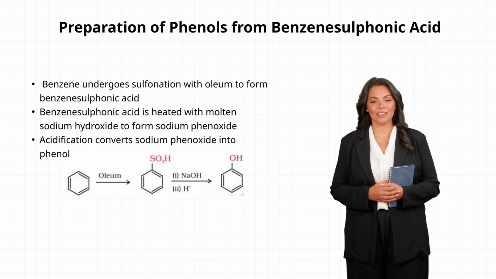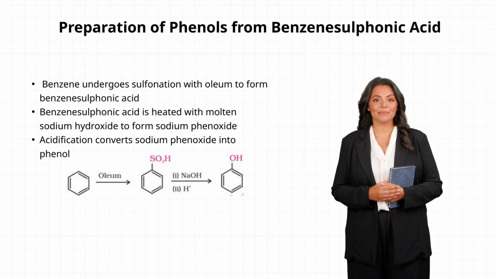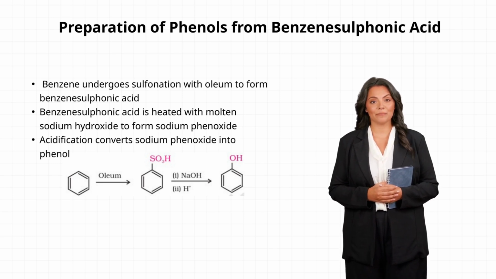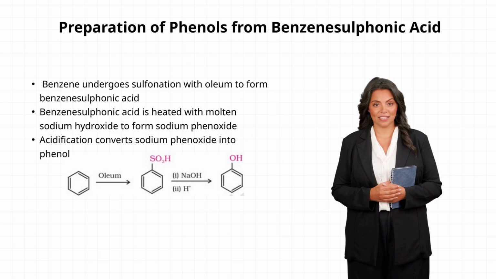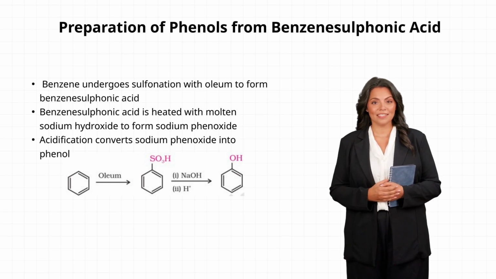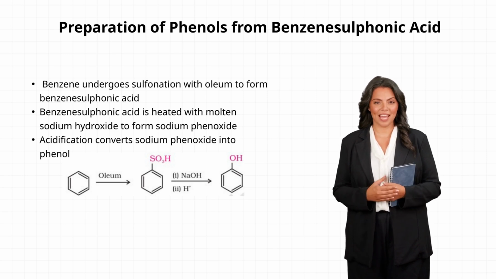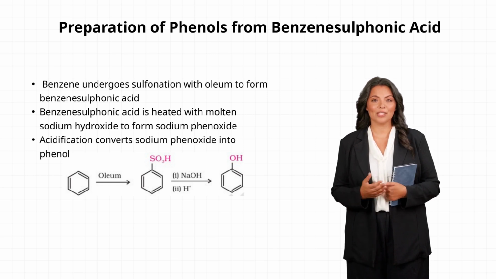Moving on, let's discuss another elegant method for preparing phenol, starting from benzene through its sulfonation. On the screen, see the detailed reaction scheme illustrating this pathway. First, benzene, a 6-carbon aromatic ring, reacts with oleum, which is essentially sulfur trioxide dissolved in concentrated sulfuric acid. This reaction is known as sulfonation and adds a sulfonic acid group, SO3H, to the benzene ring, forming benzene sulfonic acid. The benzene sulfonic acid is then treated with molten sodium hydroxide.